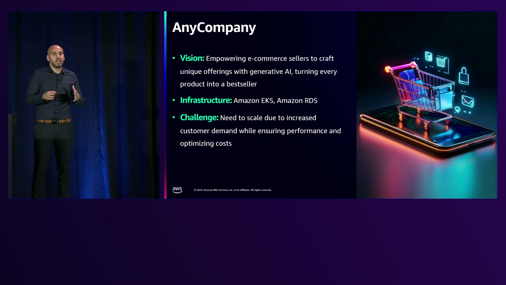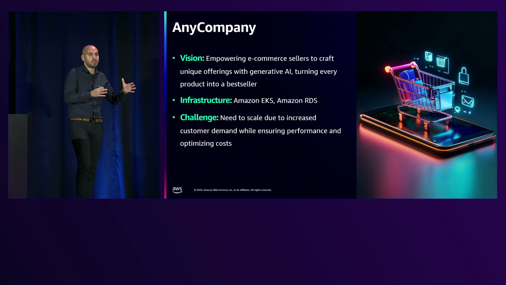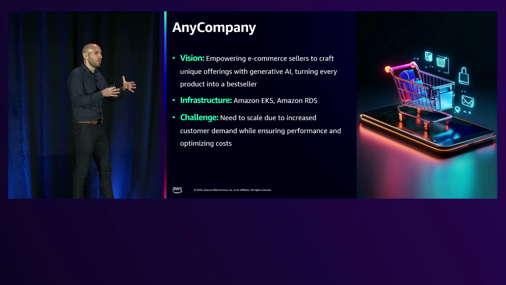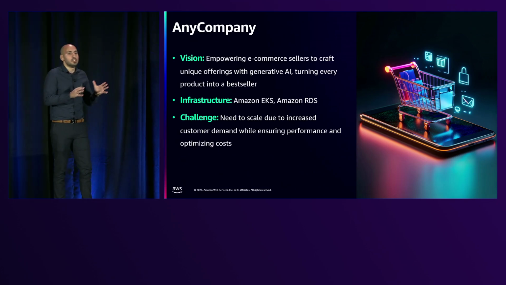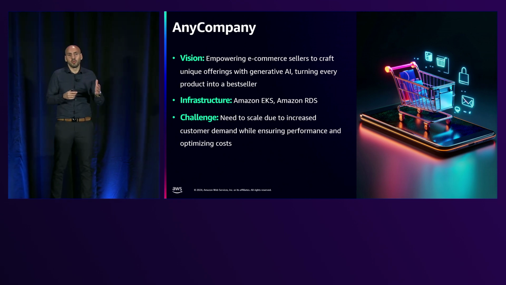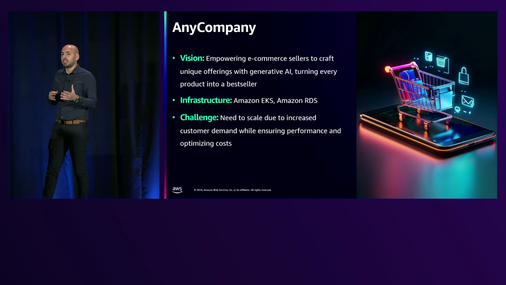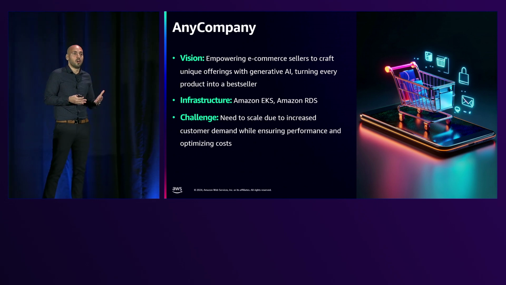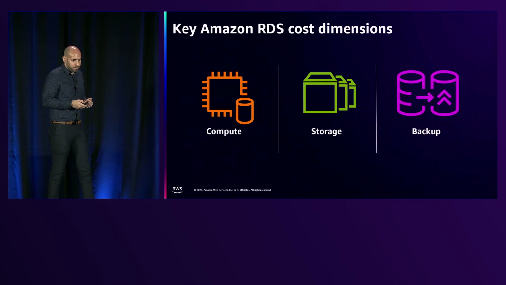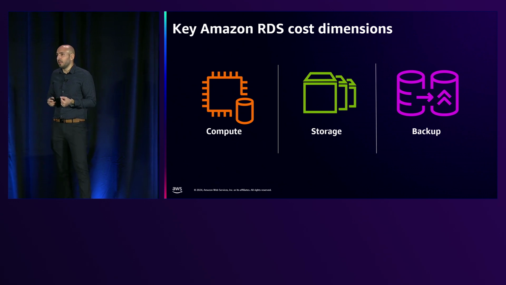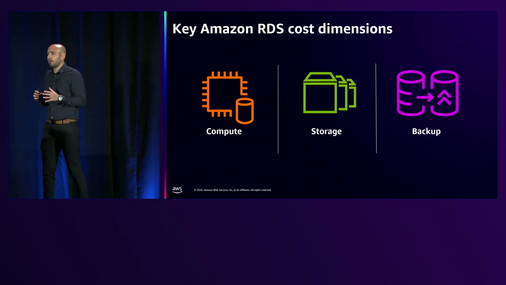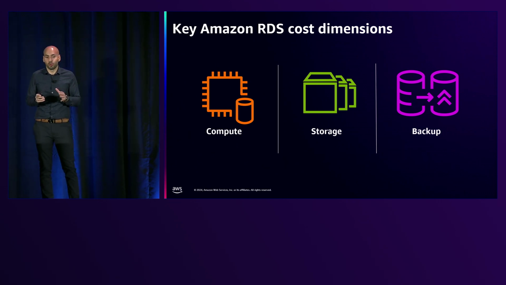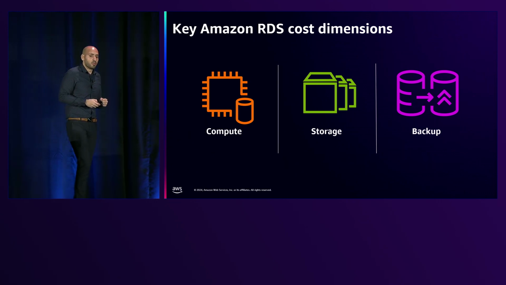So the way we will do that, we will walk you through the journey with Amazon RDS, and then in the second part of the presentation, Tim will walk you through a similar but different journey, this time with Amazon Aurora. So you will also learn about the similarities and differences when it comes to RDS and Aurora in terms of performance and costs. There are three key dimensions that I would like to talk about and focus on in today's presentation when it comes to cost: compute, storage, and backup. So let's get started with compute.